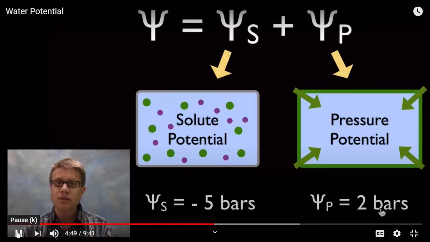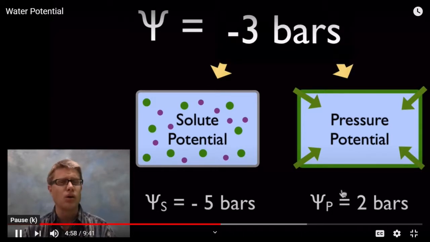And so those two things, if we add those together, is going to be our water potential. What would be the water potential in this case? It would be -5 bars + 2 bars. So it's going to be -3 bars. That's the overall water potential. And those two things are going to determine if water flows into a cell or doesn't.